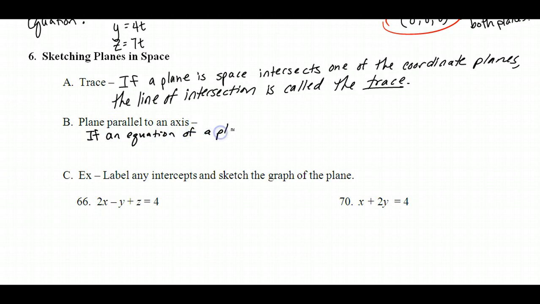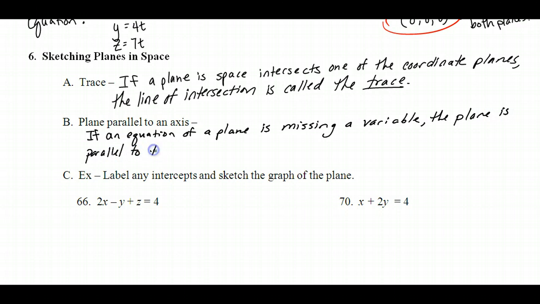of a plane is missing a variable, the plane is parallel to the axis represented by the missing variable.